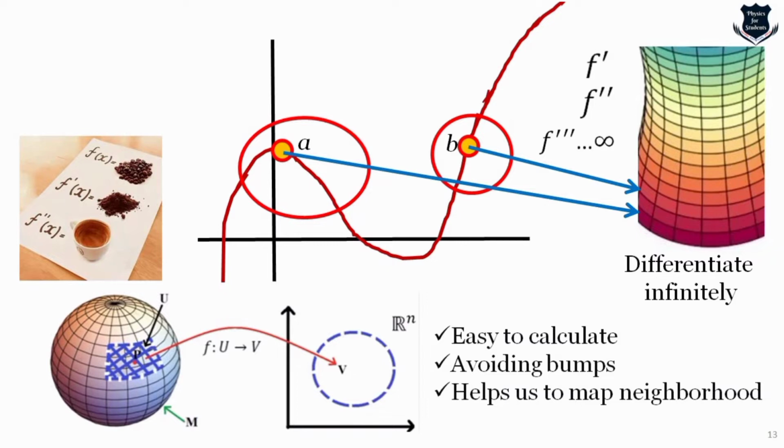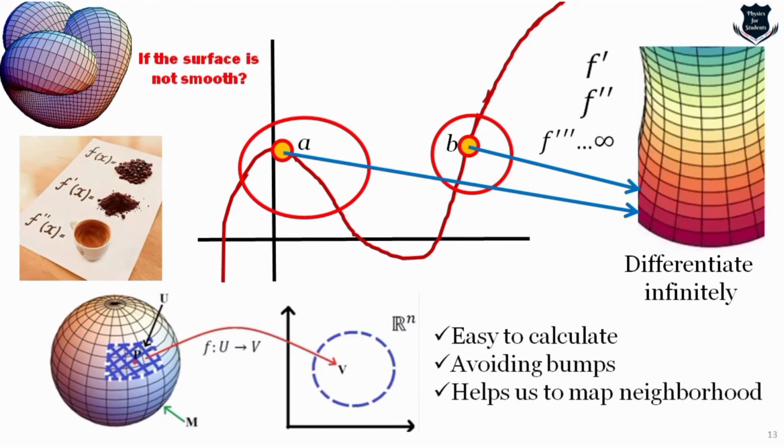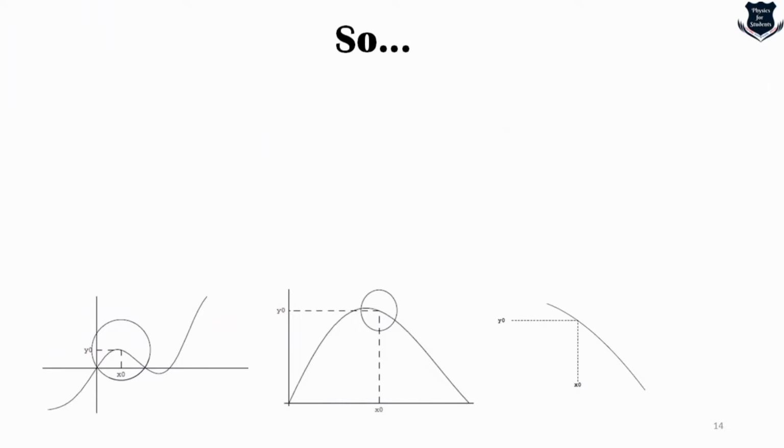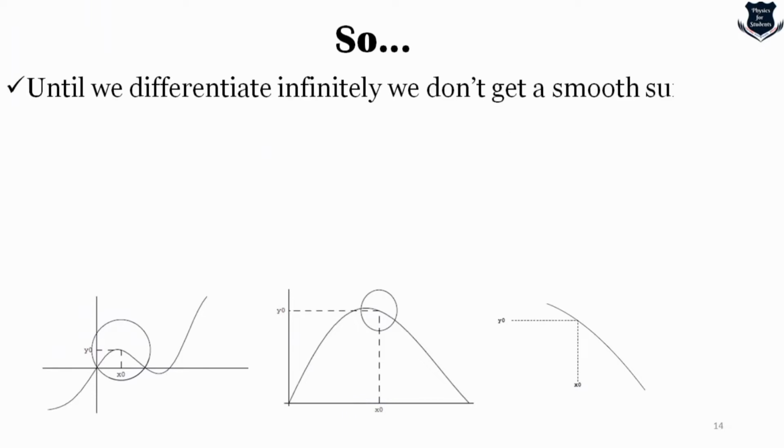That means that if we further differentiate, we get a smoothness which helps us to locally differentiate and find out something. So if the surface is not smooth, what will happen? It will be difficult to calculate, and whatever we told will create a little bit of problem. So this is just an explanation to let you know why we should find out a smooth surface, right? So you can see this kind of a graph which if we zoom it further until we differentiate infinitely, we don't get a smooth surface.